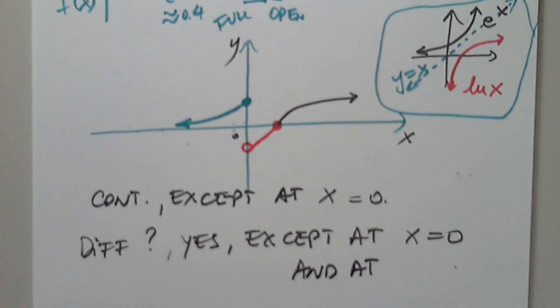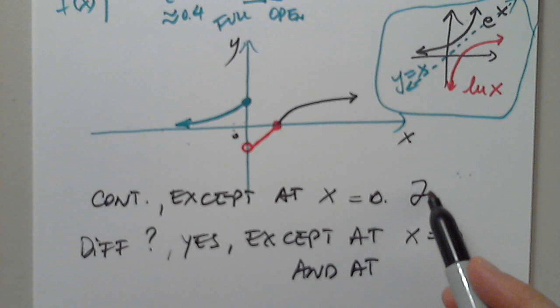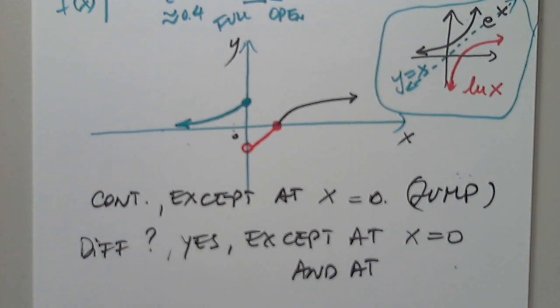So I just have a question. If asked, is this continuous, would we say yes, except at x equals 0, or just say no, it's not continuous? You can say it's not continuous, but you also have to say because it has a jump at x equals 0. Both are acceptable. Very good question.